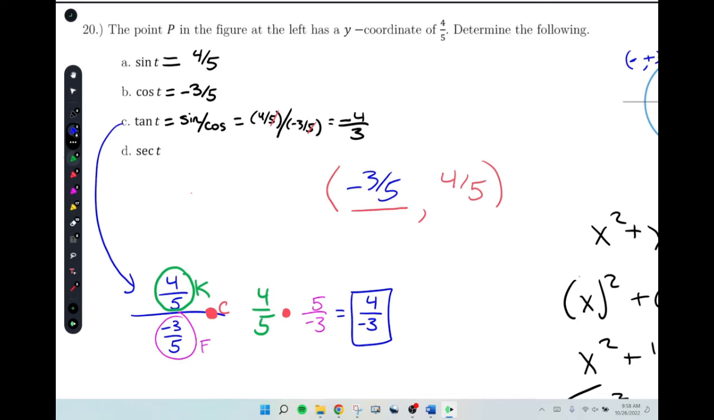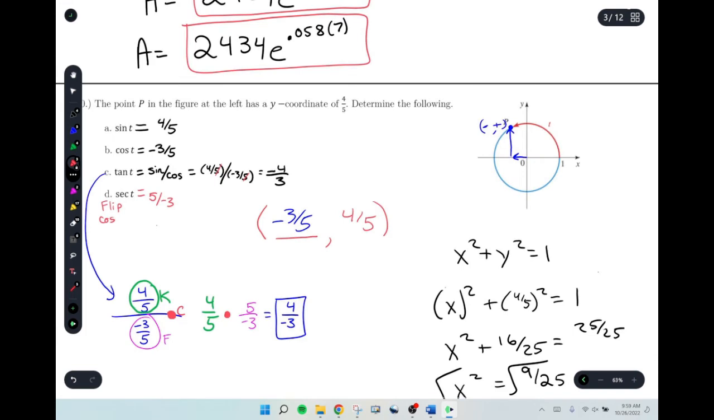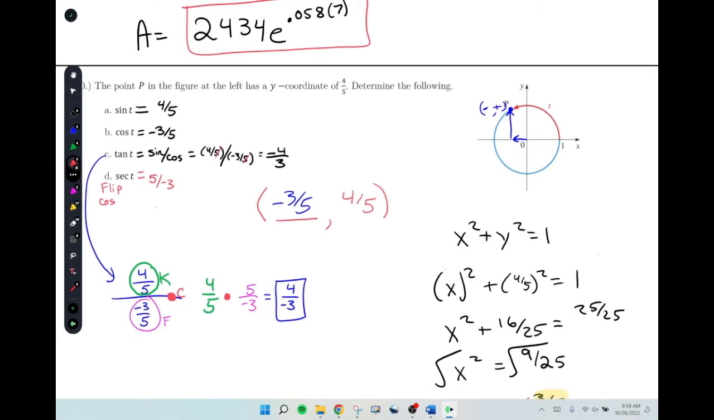Okay, and then the secant. Ooh, that's hard. Flip cosine. It's not what you think it should be. Your brain thinks cosecant should be with cosine. It's not. Secant is cosine. So we just flip cosine: 5 over negative 3. Those are the same thing. You could also put negative 5 over 3, with the negative next to the division sign. All the same thing.